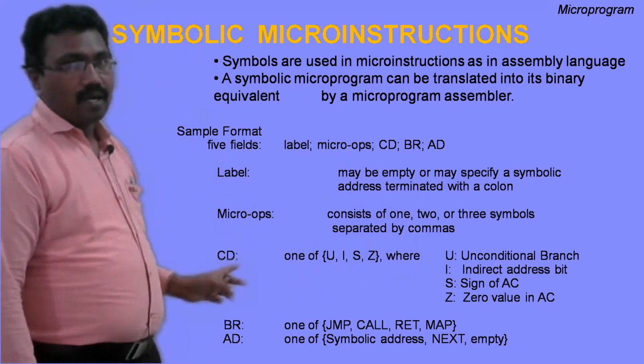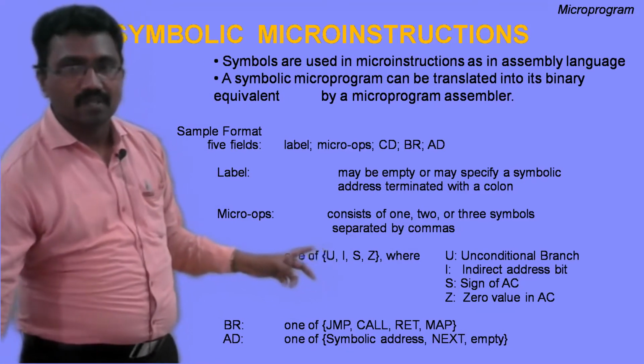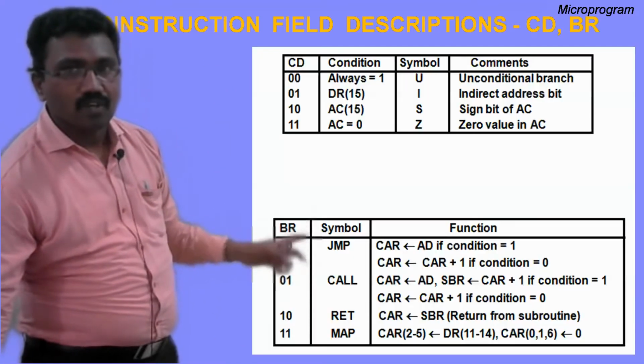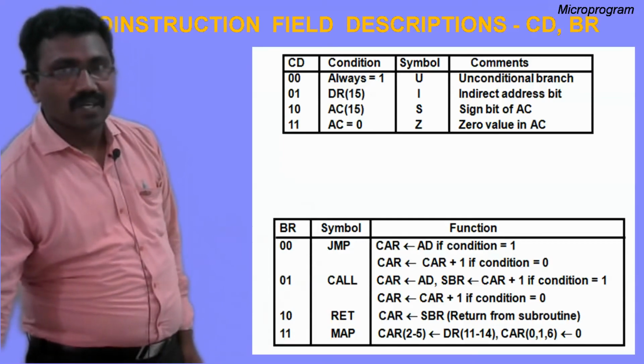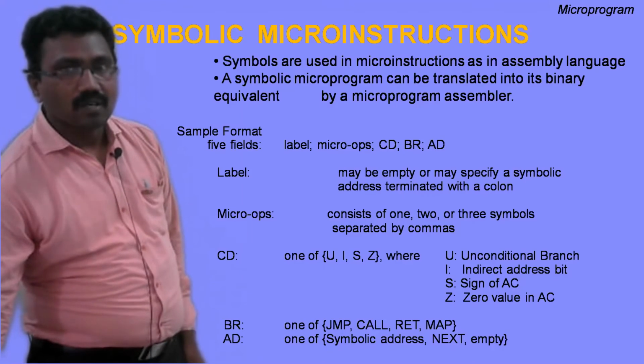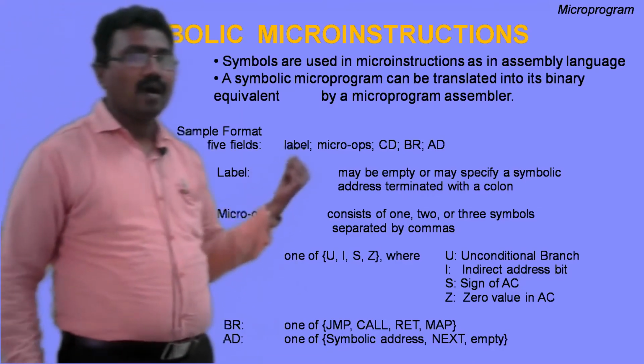Next is the condition field. We have seen the symbols in the previous slide: U, I, S, Z. These symbols are used in the condition field. It contains one of the symbols, either U or I or S or Z.